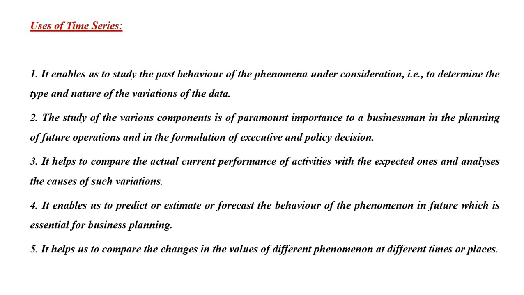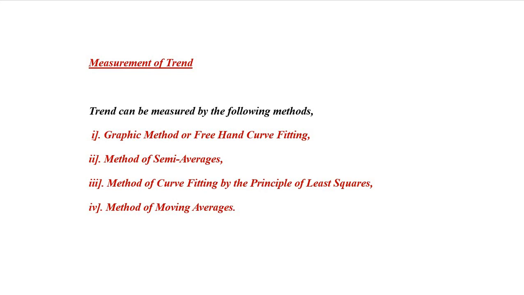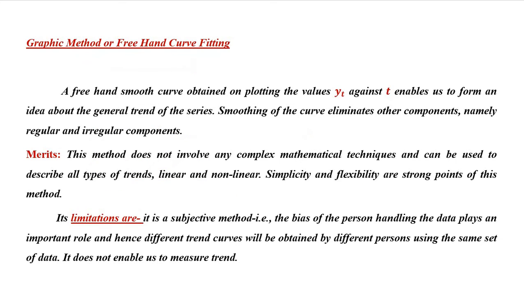Time series helps us to compare the changes in the values of different phenomena at different times or places. Now, the measurement of the component of trend in a time series. Trend can be measured by the methods of graphic method or freehand curve fitting, method of semi-averages, method of curve fitting by the principle of least squares, and method of moving average.